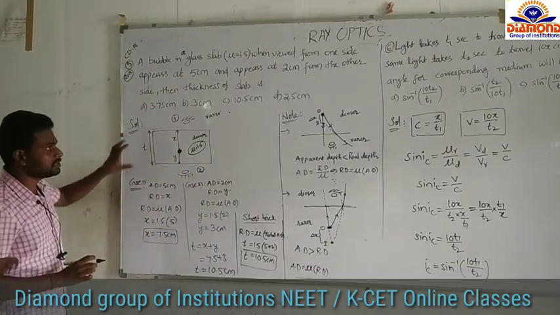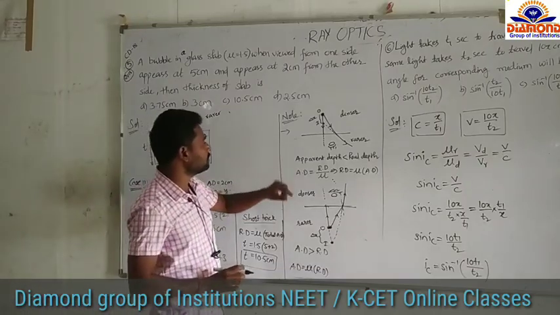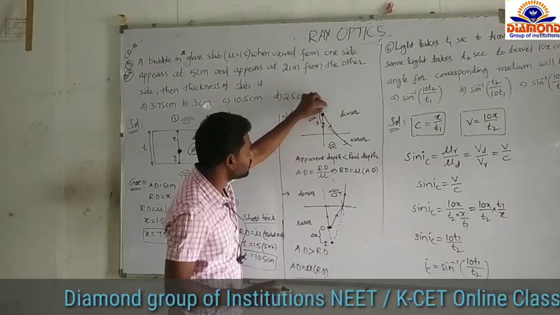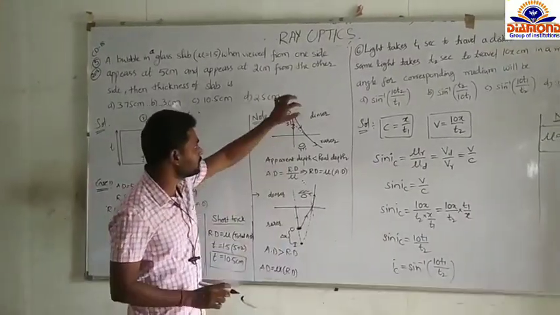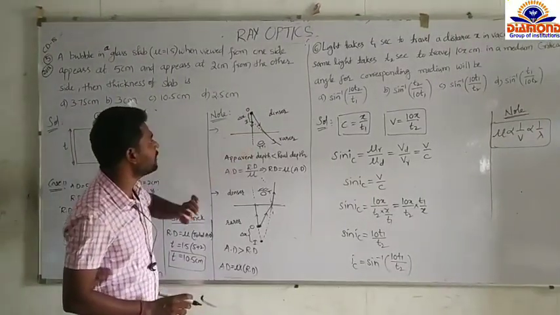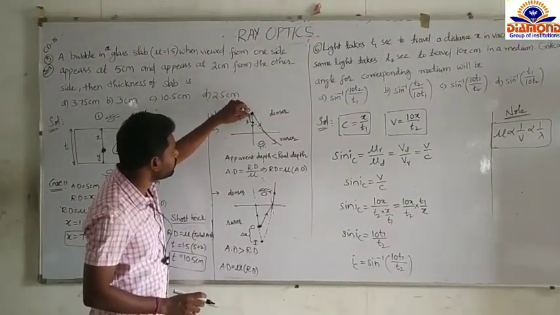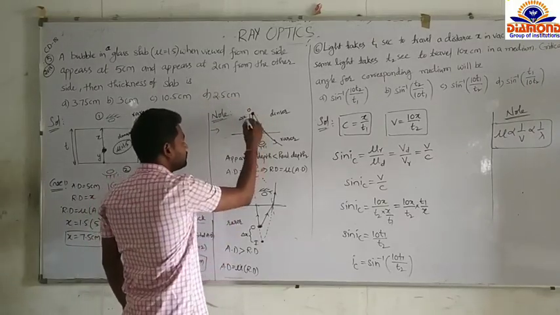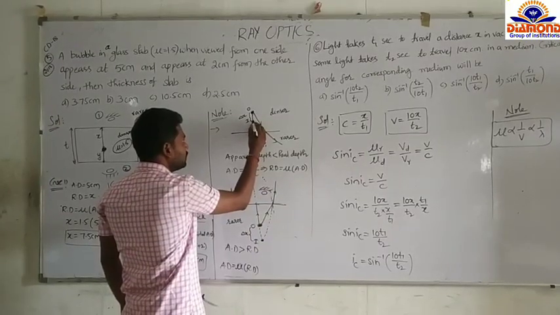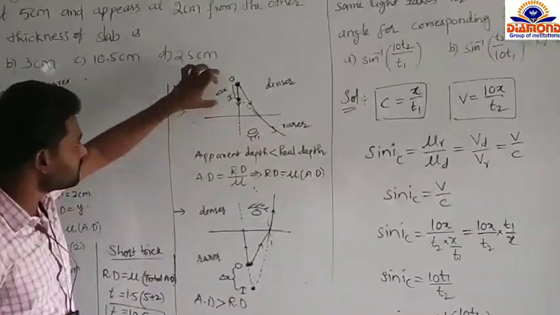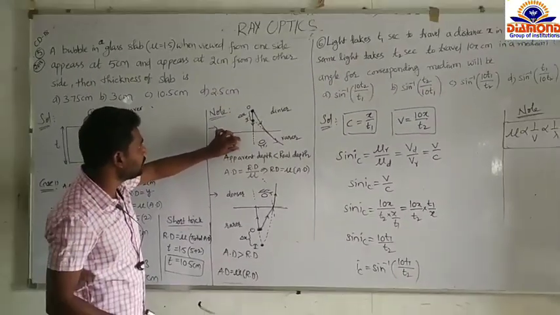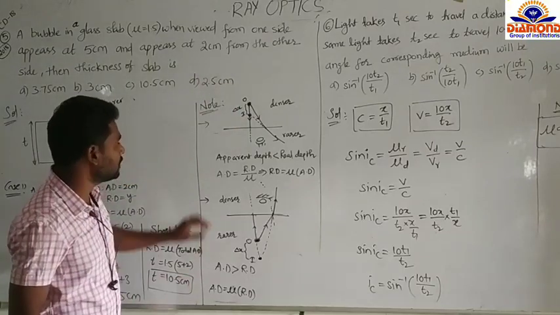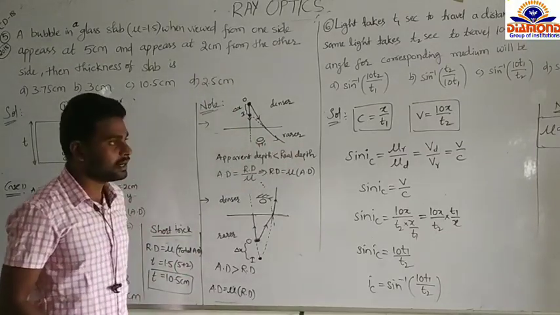Before going to solve this problem, once see the concept. In that concept, suppose the object is in the denser medium and we are viewing this object from the rarer medium. Then the depth of the object appears less than the actual depth. That means here this is the actual depth, now shifted to here. So if the object is in the denser medium and we are viewing from the rarer medium, then the object appears less than the actual depth. That means the apparent depth is less than the real depth.